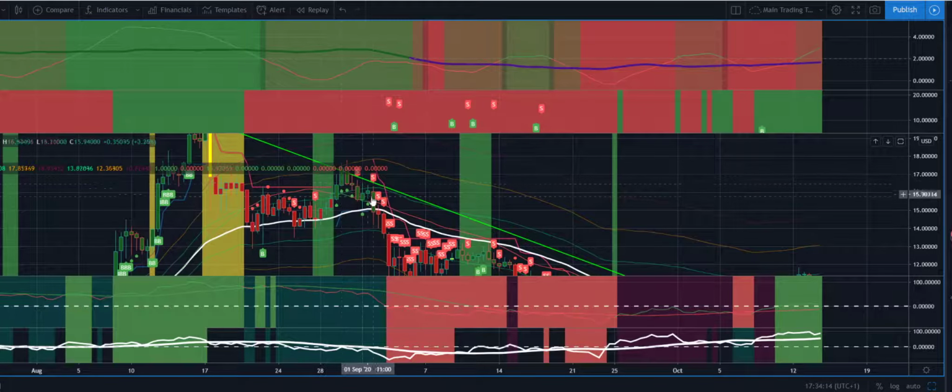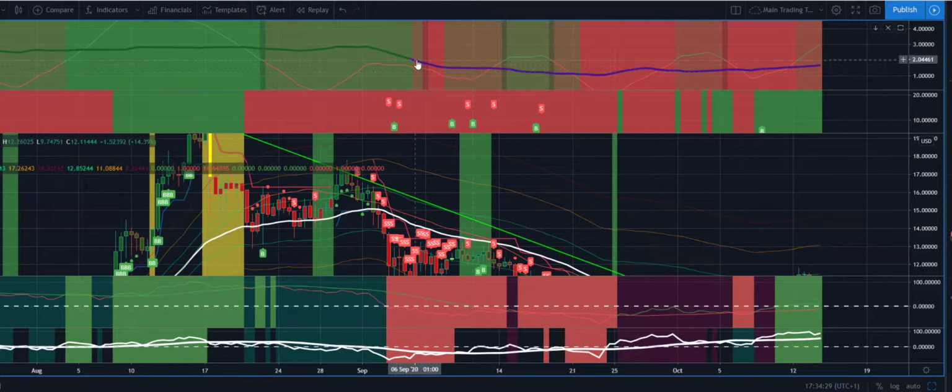We've had some breakouts of green, but you can see here from the volume and from the candle trend indicator here, it's been bearish for quite a while. The candle trend is still in bearish territory. The long-term trend is still bearish.